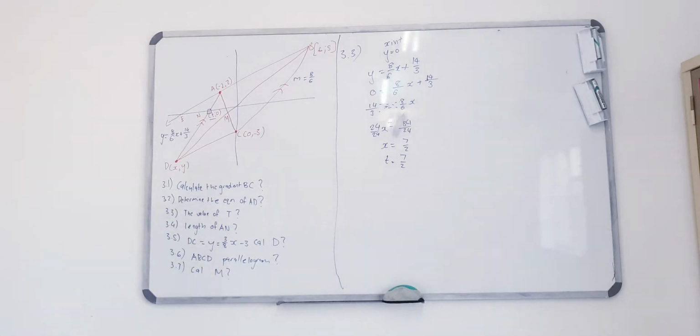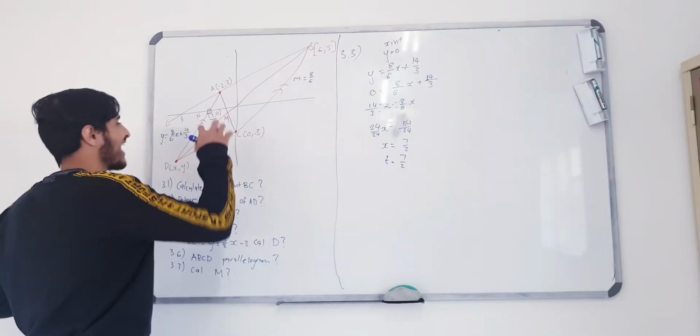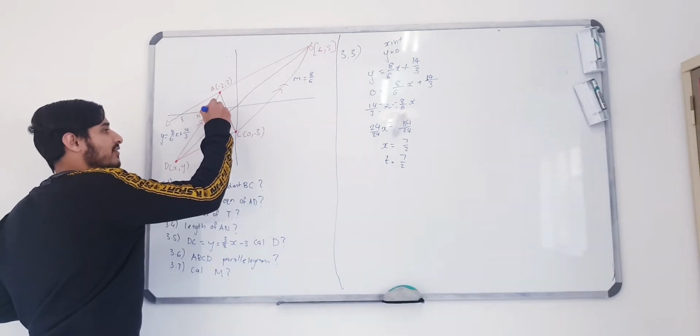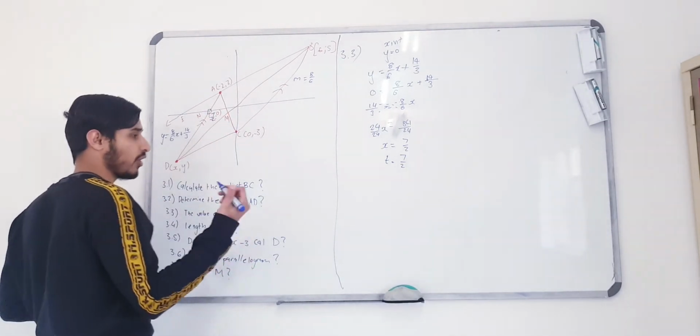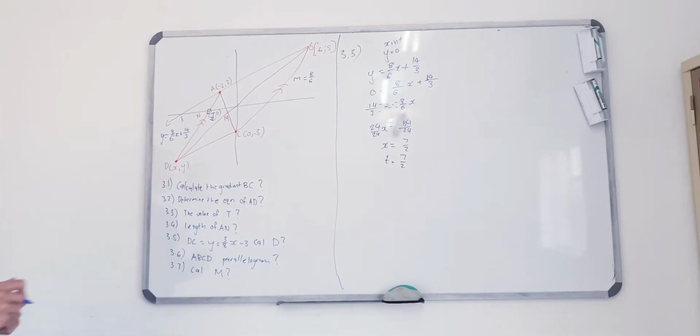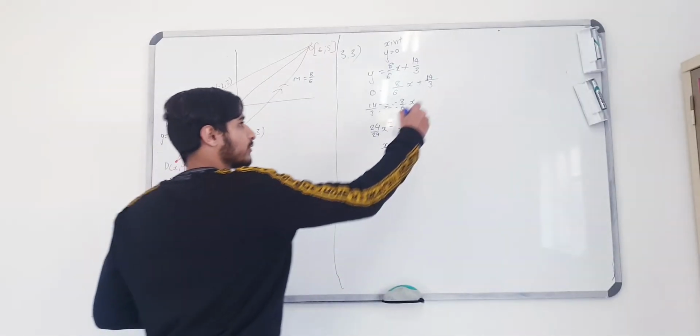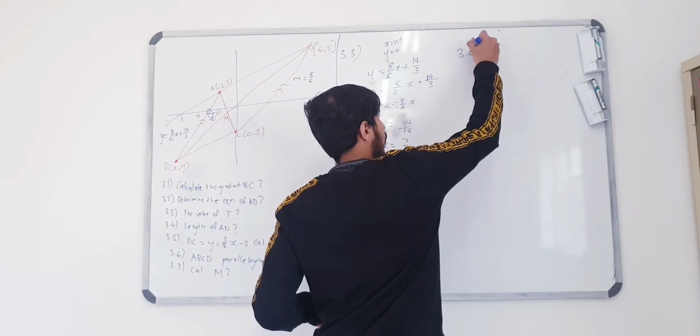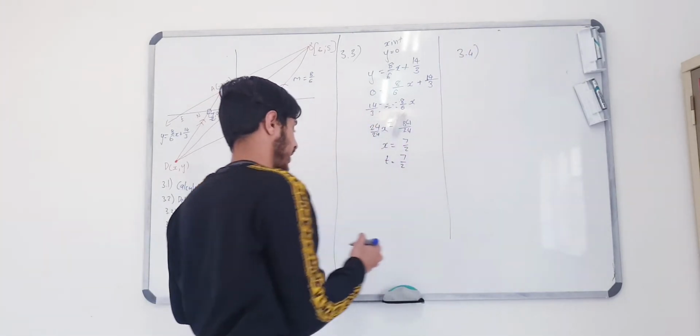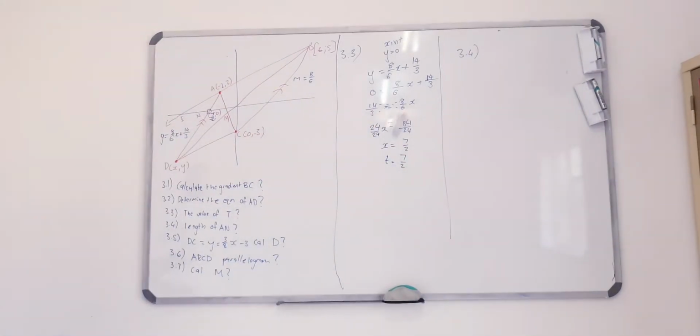Our t value was giving us 7 over 2, so we can go ahead and fill it in there. Lovely. So now we've done the first three. Let's move on to 3.4. Let's do 3.4 over here next to it.